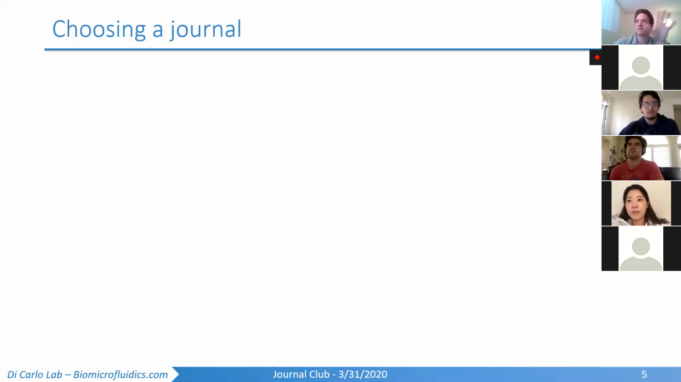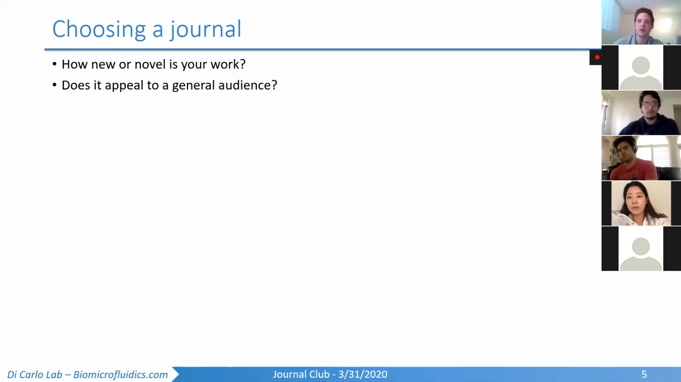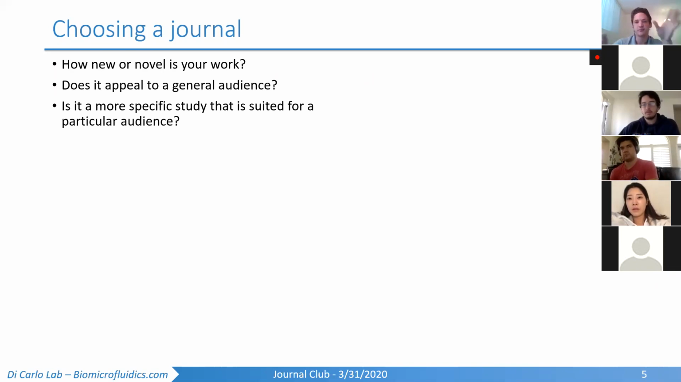In terms of choosing a journal, this is maybe not the first thing you're going to do in the process, but it's a good thing to keep in mind. You're going to want to think about this earlier on as well as later on in your writing process. Things to consider: how new or novel is your work? Is this something that appeals to a general audience, or is it more specifically suited for a particular audience? People tend to break up journals into different tiers, and feel free to interrupt if you have suggestions or comments on any of these.